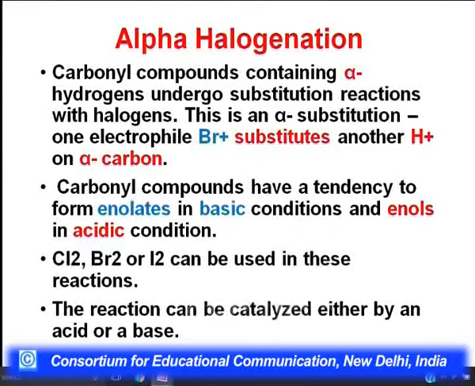So now when we talk of alpha halogenations, what we know is that compounds which contain alpha hydrogen undergo alpha halogenation reactions. What happens in these reactions is that the alpha hydrogen is substituted by a bromine, Br+. That is, one electrophile is being replaced by another.